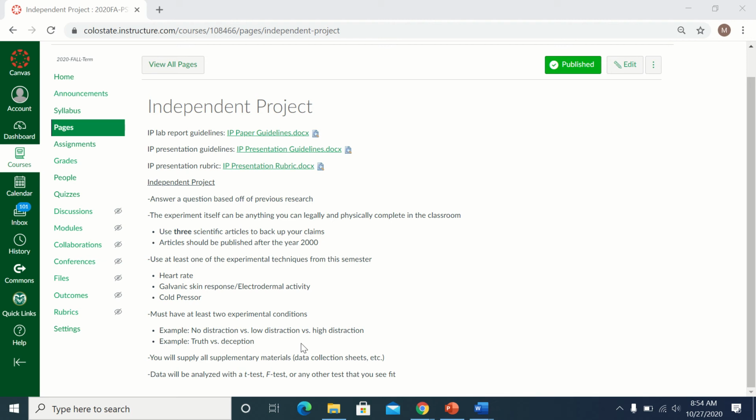Other than that, you can really do anything you want. It doesn't even have to do with psychology if you don't want to. You can have video games, you can have like math problems.